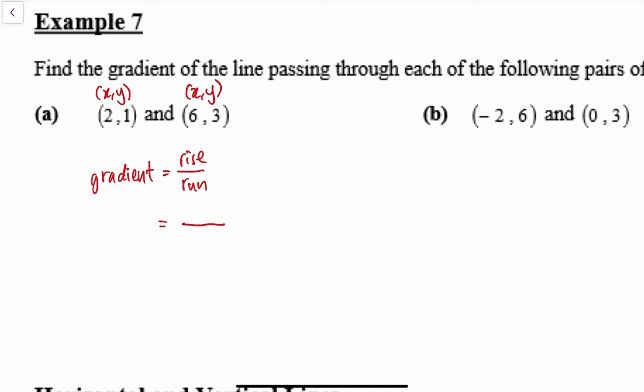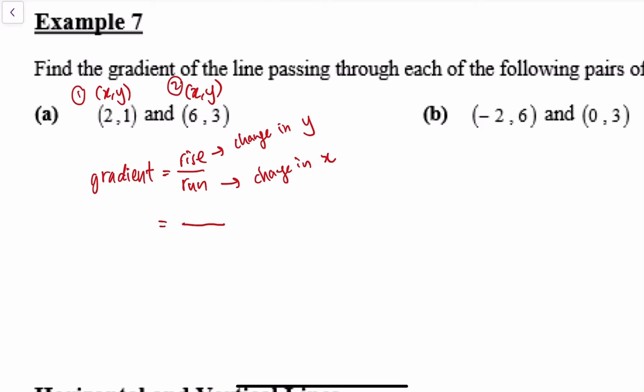Rise is a change in what? It's a change in y-axis. Run is a change in my x-axis. So I look at my y. If I label this as my first reference point and this is my second reference point, then I must be consistent. Okay, let's start from first. Let's do it from the first reference point to the second reference point.